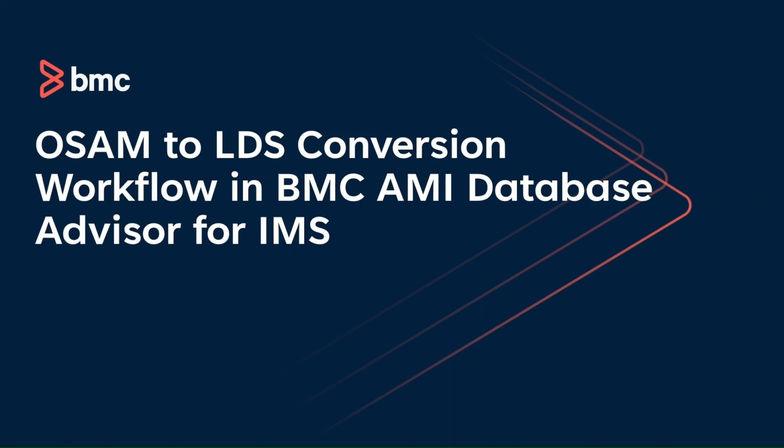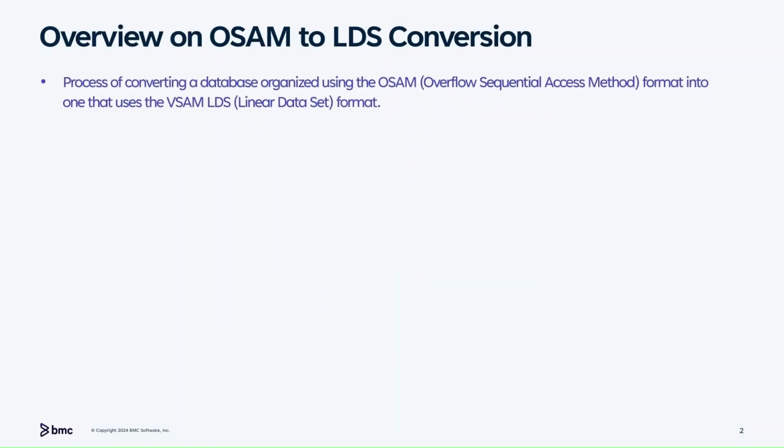Let's proceed and get more details about this feature. Let's start with an overview of this conversion. In IMS, the OSAM to LDS conversion is a specific process that involves converting a database organized using the OSAM, Overflow Sequential Access Method, format into one that uses the VSAM LDS, linear dataset, format.